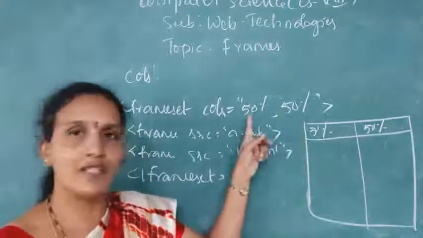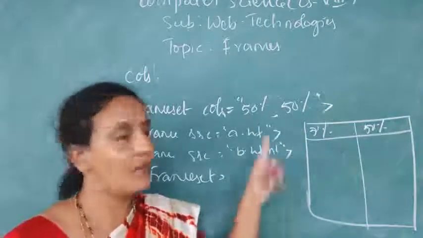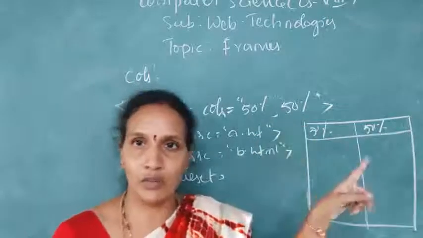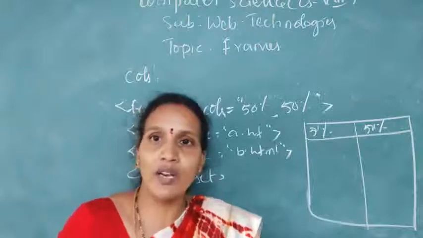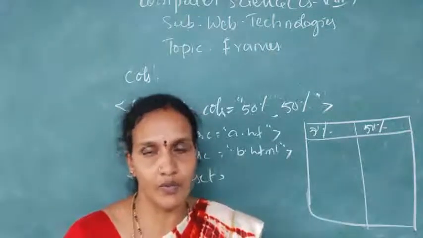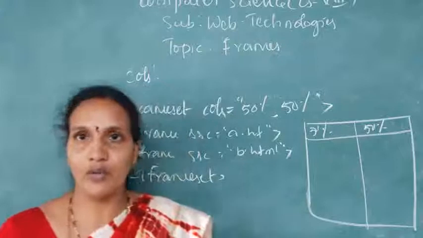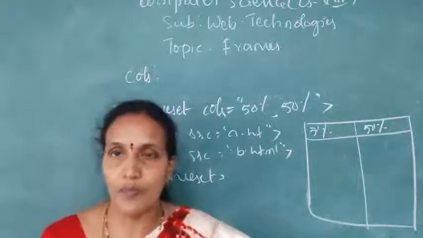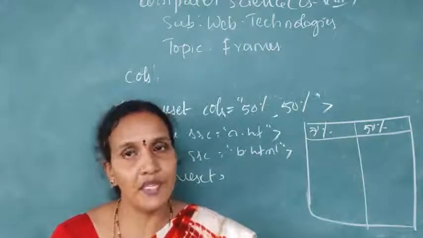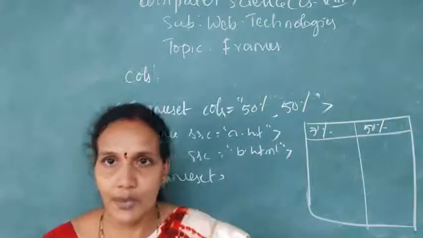What is the size of the first column? 50% of the browser window, and this is the size of the second column, 50% of the browser window. When you add them, you get a complete 100% browser window. So we are dividing the total 100% browser window into 2 columns. The size of the first window is 50%, the size of the second window is 50%.